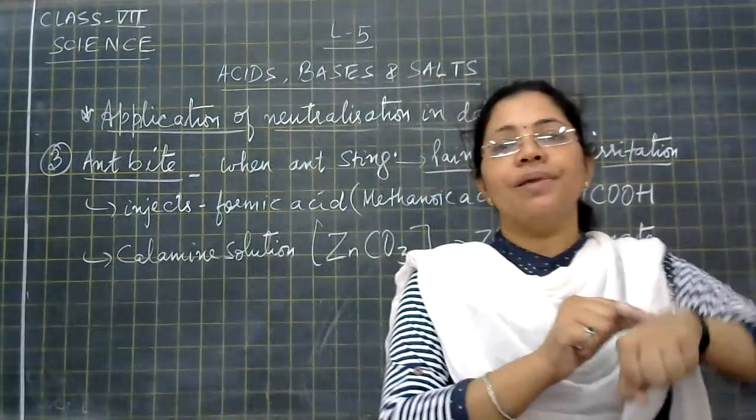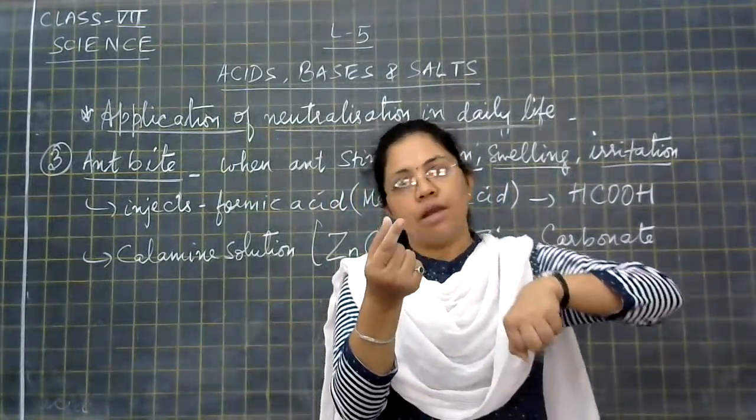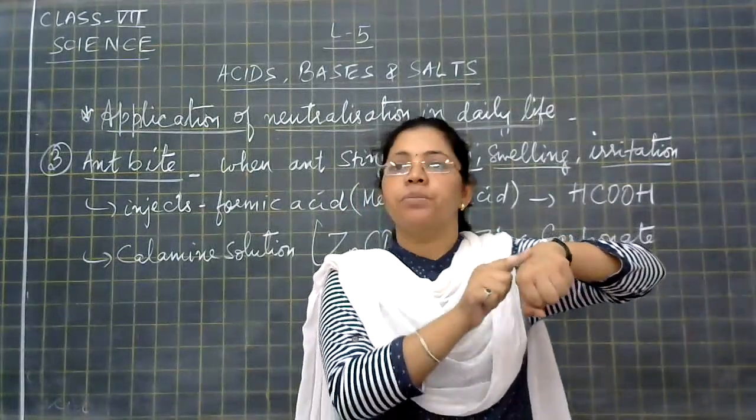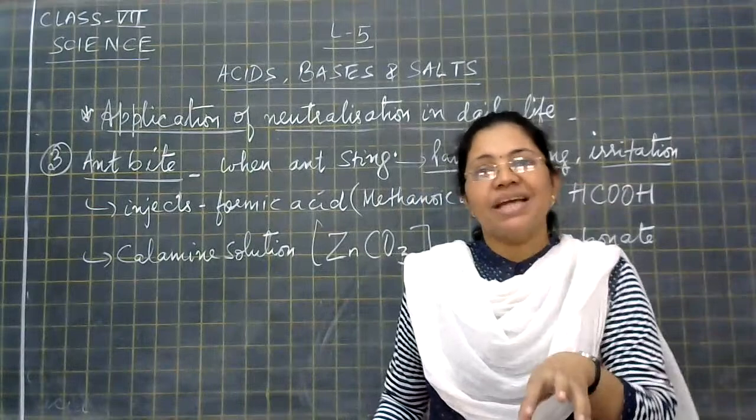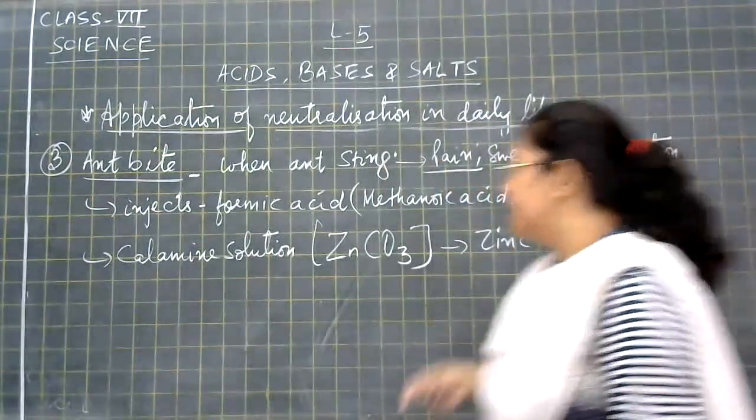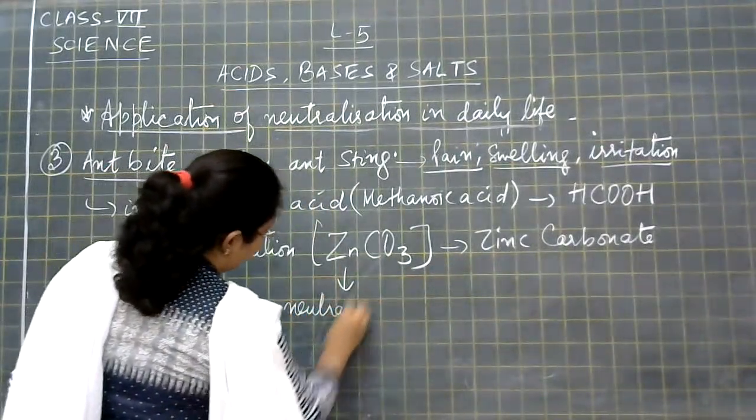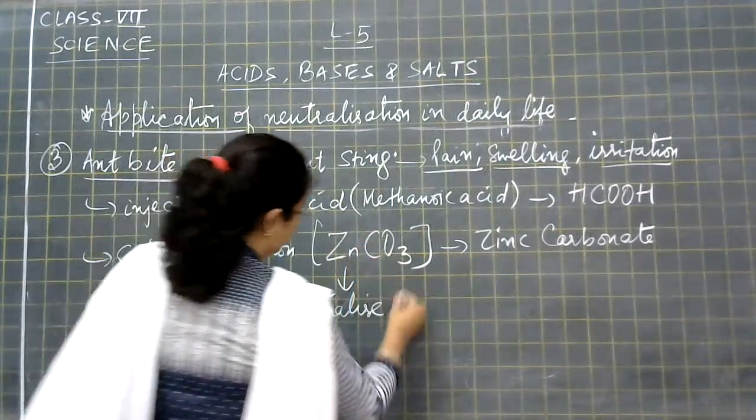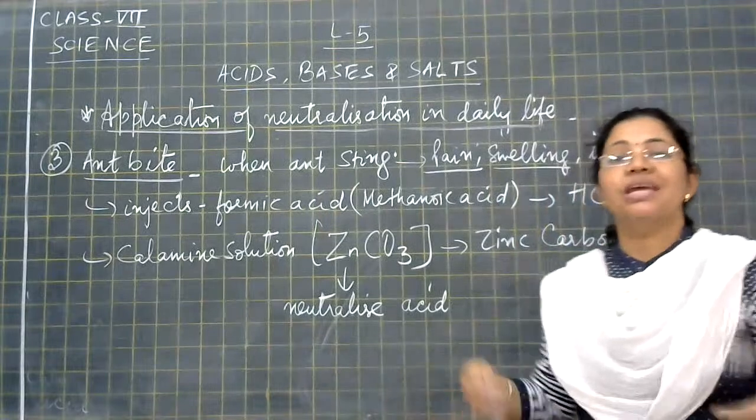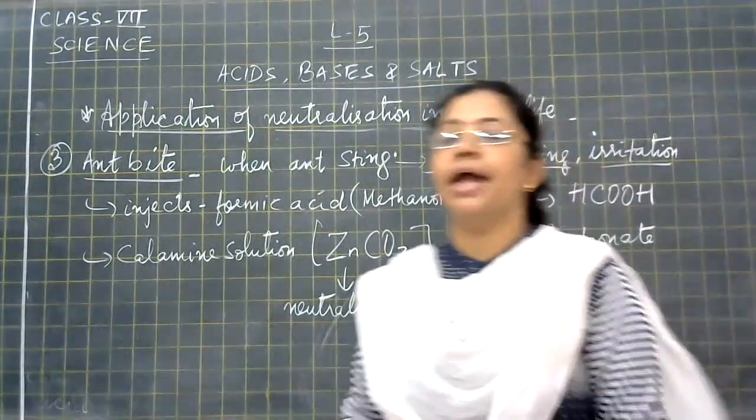So if an ant has stung us at a particular place, then what do we do? We take a small quantity of calamine solution and we rub it on the affected area. Then what happens? The base which is present in this calamine, that is zinc carbonate, what does it do? It will neutralize the acid. And because of that, we get relief from the ant bite.